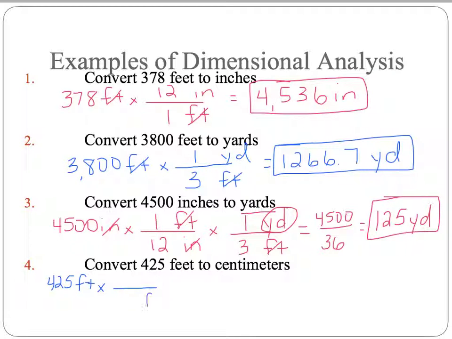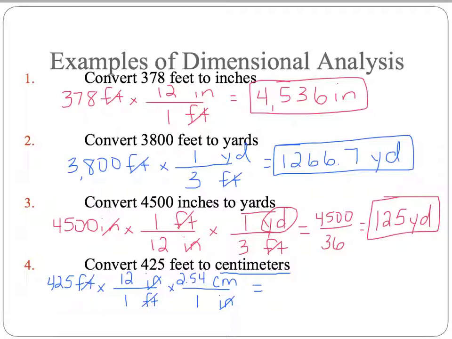So again, I want feet to cancel. I want to try to get to inches. So we've already said there are 12 inches in 1 foot. So now my feet cancel. But now I want to get to centimeters. So inches are on top, so that unit will go on bottom. I want to get to centimeters. And it tells me that there are 2.54 centimeters in 1 inch. So now the inch unit has canceled.